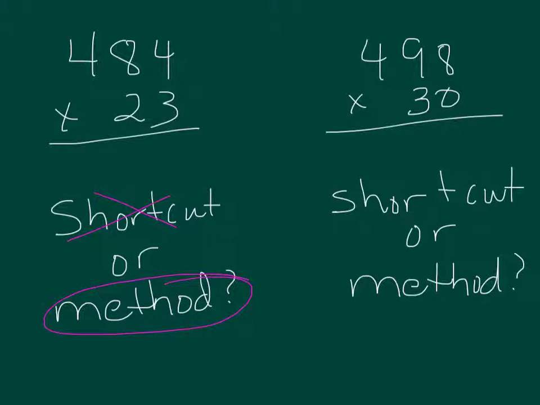Alright, and one more over here. With this problem, without me saying much of anything, can I use a shortcut of a 0? Or do I have to use a method? What is your answer? Did you notice that this is a multiple of 10? That if you counted by 10s, you would eventually land on 30? So therefore, I don't have to use a method, and I can use a shortcut.